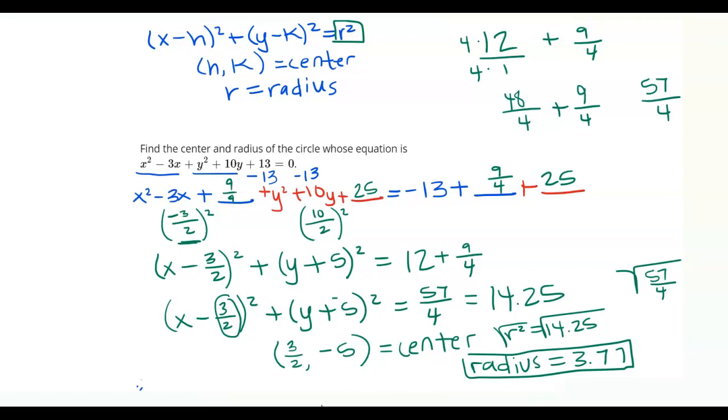If we had to have an exact answer and leave it under a radical, we could separate this into the square root of 57 over the square root of 4. We can't have a radical in the denominator, but the square root of 4 is 2, so we end up with the square root of 57 over 2. In this case, though, where it doesn't specify, I would probably leave it as a decimal, especially because it's easier to graph that way. Let me know if you have any further questions.